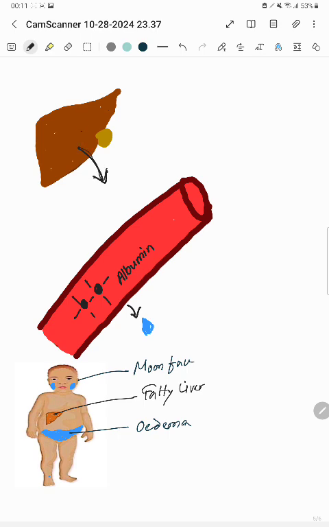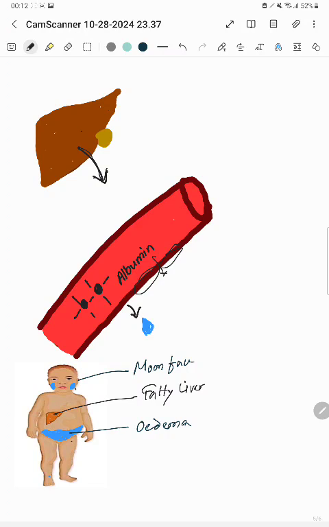Now, when albumin is not sufficient in our blood, the plasma colloidal osmotic pressure cannot be maintained up to the mark. So through the vascular endothelium, fluid leakage can be seen, and this fluid will accumulate in various sites of the body like the face, abdomen, limbs, etc. This condition is termed edema, accumulation of fluid in the body cavities.